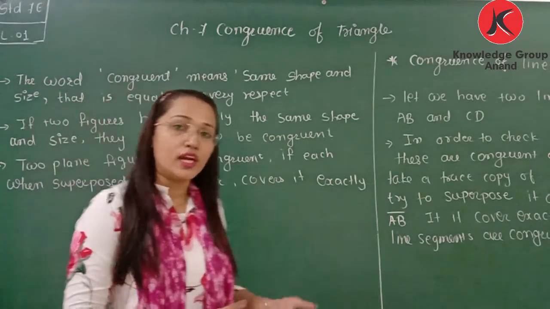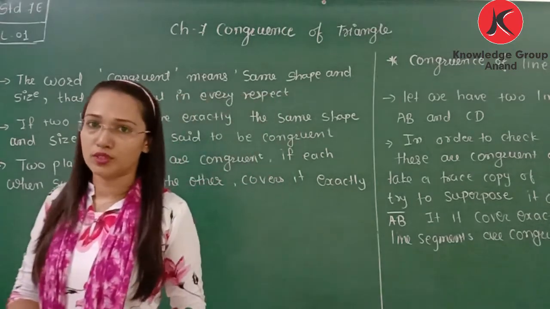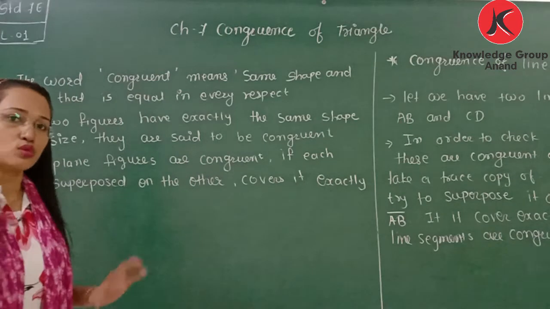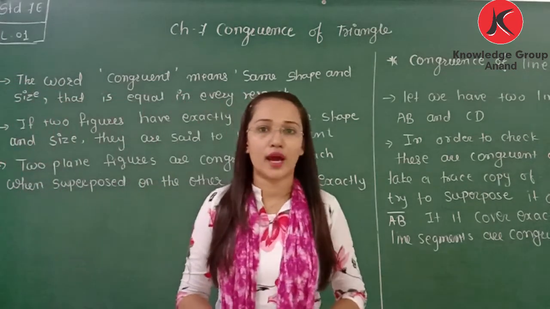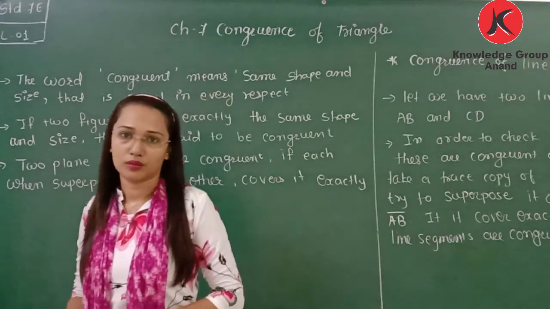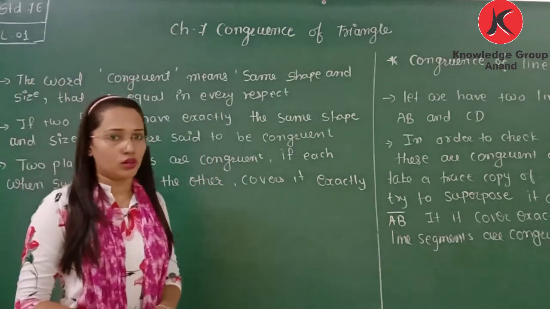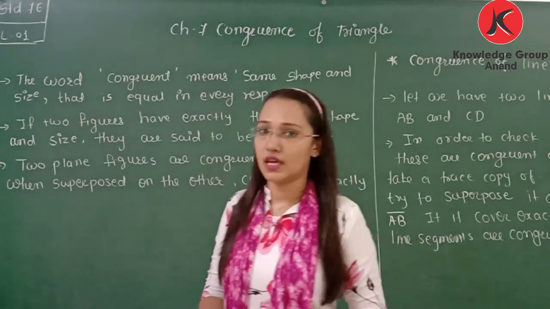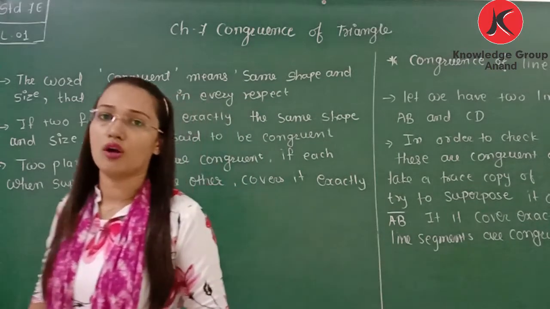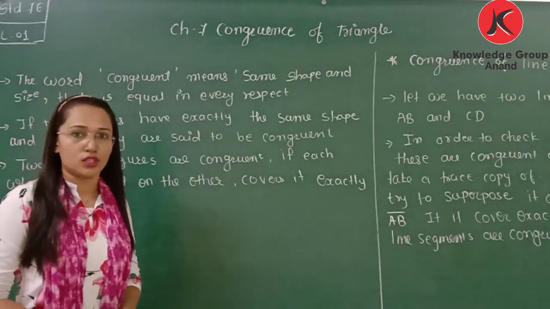Object, 3D object, also we learn. But if we have two objects, if I give you two squares and you need to show whether they are the same or not, congruency means are they equal or not? If two objects are of the same size and same shape, then they are called congruent objects.